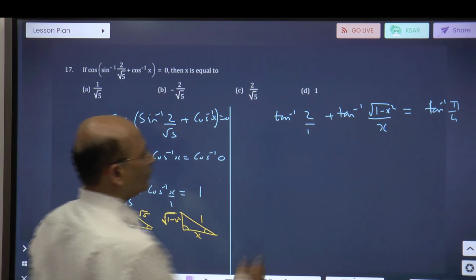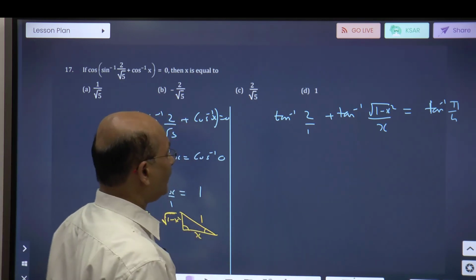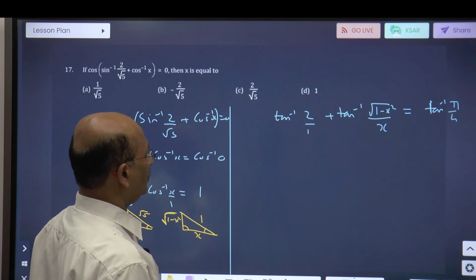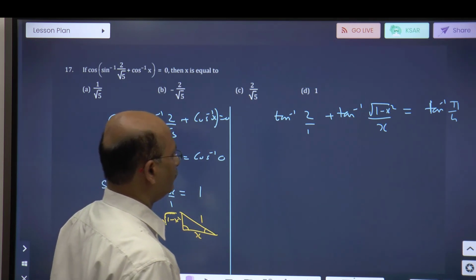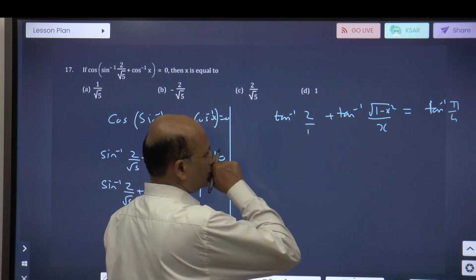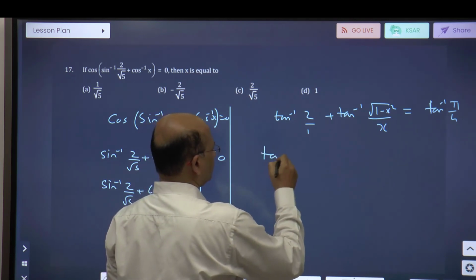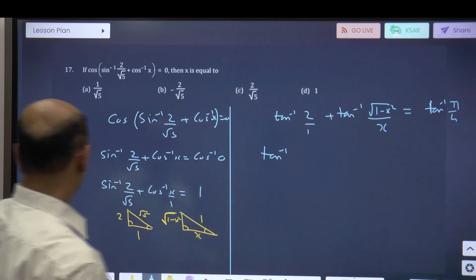Let us see. I really don't know, because the answer should not come in pi by 4. Let me just think over this question. So anyway, coming to a point. Okay, tan inverse. One minute.